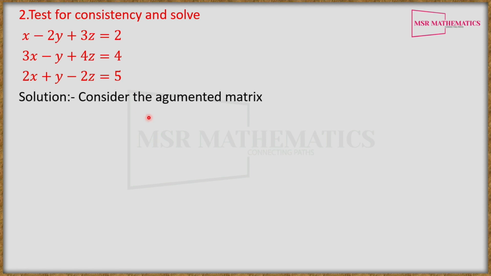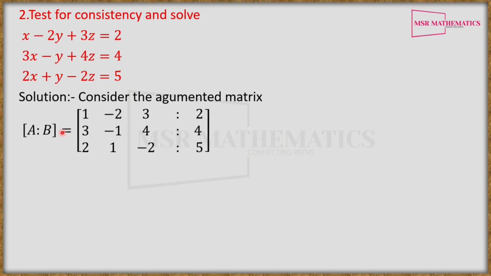First step, we have to consider an augmented matrix as A:B. Here A is nothing but the coefficients on the left hand side of the system of linear equations and B is the right side of the system. Here A is 1, minus 2, 3: the coefficient of x is 1, the coefficient of y is minus 2, the coefficient of z is 3. That's the first row. In the second row, the coefficient of x is 3, of y is minus 1, of z is 4. In the third row, the coefficient of x is 2, of y is 1, of z is minus 2. B is 2 for the first row, 4 for the second row and 5 for the third row. So this is the augmented matrix.